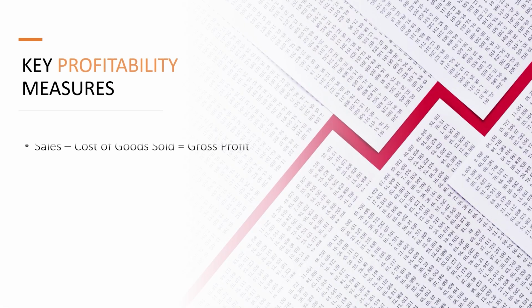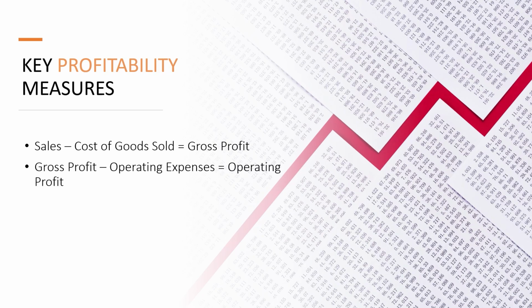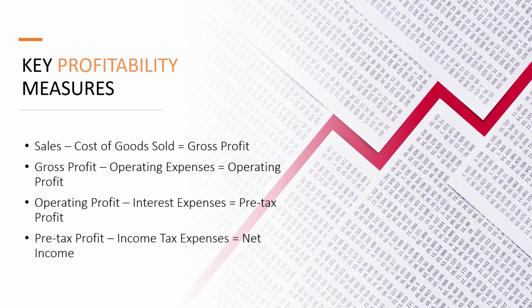Now let's walk through the flow of the income statement. We start with sales and subtract cost of goods sold to get gross profit. From gross profit, we subtract operating expenses to arrive at operating profit. Next, we subtract interest expenses from operating profit to get pre-tax profit. Finally, we subtract income tax expenses from pre-tax profit to arrive at net income. This cascading structure helps us understand profitability at different levels of the business.